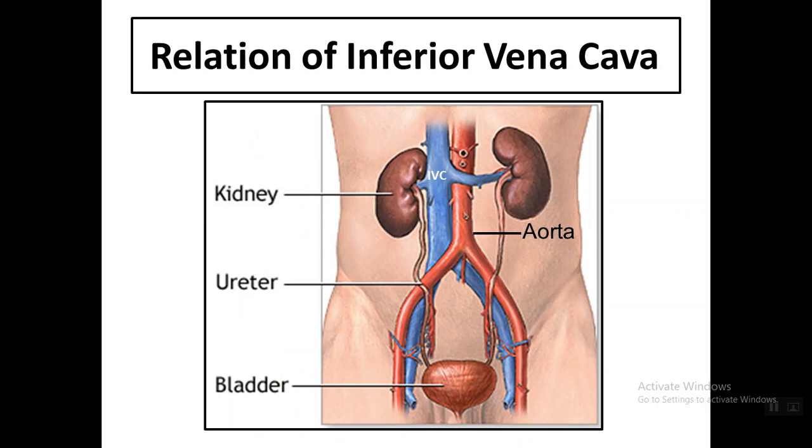What are the relations of the inferior vena cava? What are the structures nearby to the inferior vena cava? We can see here the aorta is on the left side of the inferior vena cava. The right ureter is on the right border of the inferior vena cava.